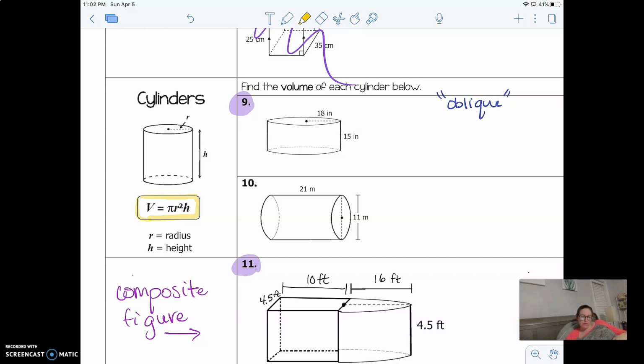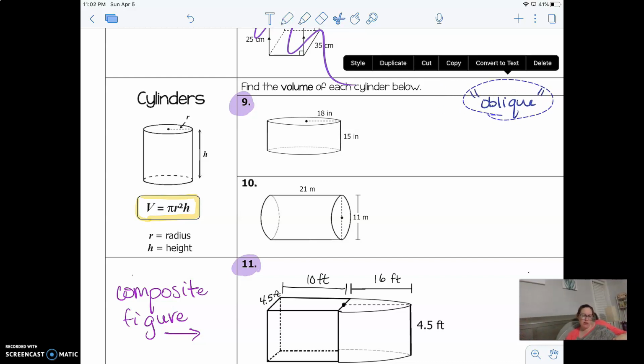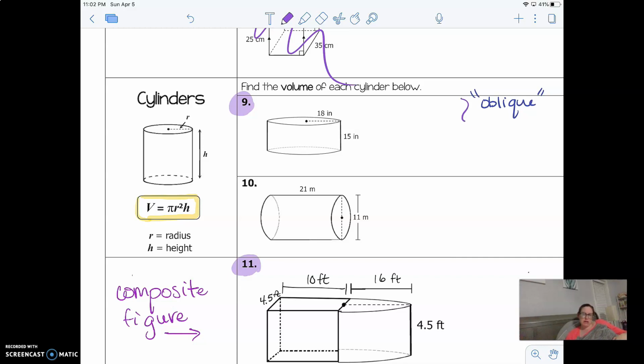Okay, so let's do that right here. Ignore this oblique thing. We're going to come back to that in just a minute. Okay, we're going to do this example together. So, pi r squared times the height. Pi 18 squared times the height. Look at that. Not trying to trick you. Not trying to do anything fancy. That's going to be 4,860 pi.